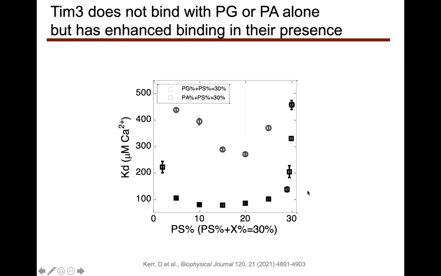It turns out that from the immunological perspective, this is really important because of the small amount, less than 1%, of PA being presented. That PA actually tunes the surface sensitivity of the binding of the TIM protein, in this case particularly TIM3 association with the lipid surface.